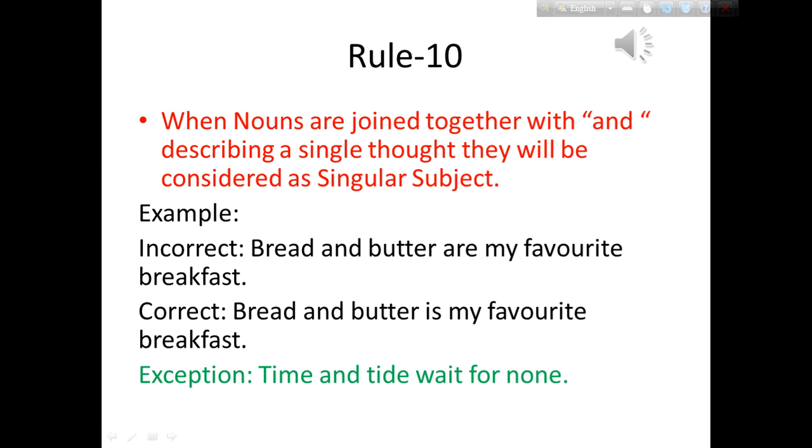So there is an exception here also, that is time and tide wait for none. According to this rule, time and tide should wait for none, but it is an exception, and you can consider that time and tide are two different things and we cannot consider it a single one. That is why you have to use a plural form of the verb, that is wait. So time and tide wait for none. It is correct.